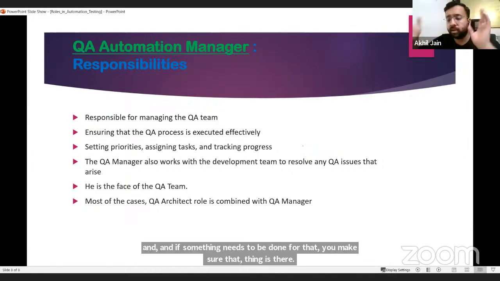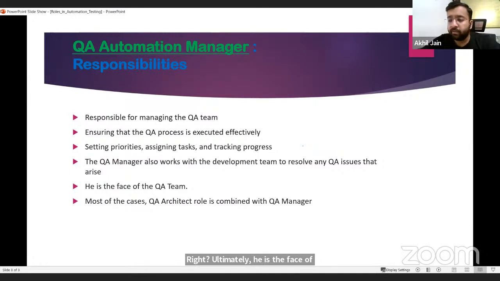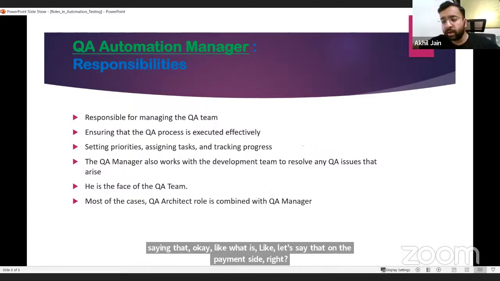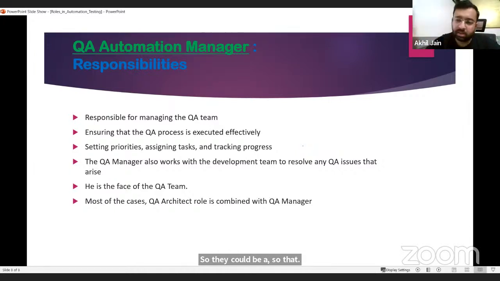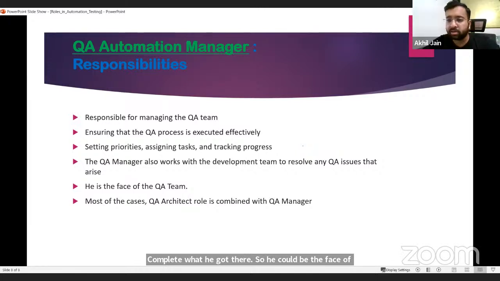Ultimately, he is the face of the QA team. Let's say on the payment side, payment itself has multiple modules, so there could be a QA manager for that complete vertical. He could be the face of it, and he is responsible for answering questions if something is lagging, or something is done, or something needs to be communicated about it. So this is the face of the QA team.